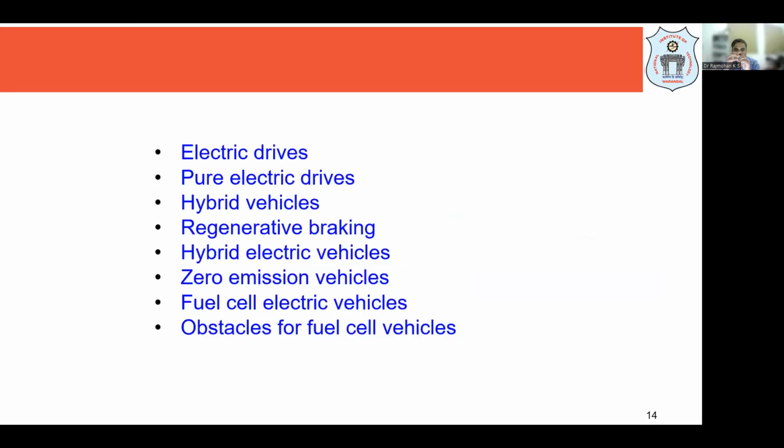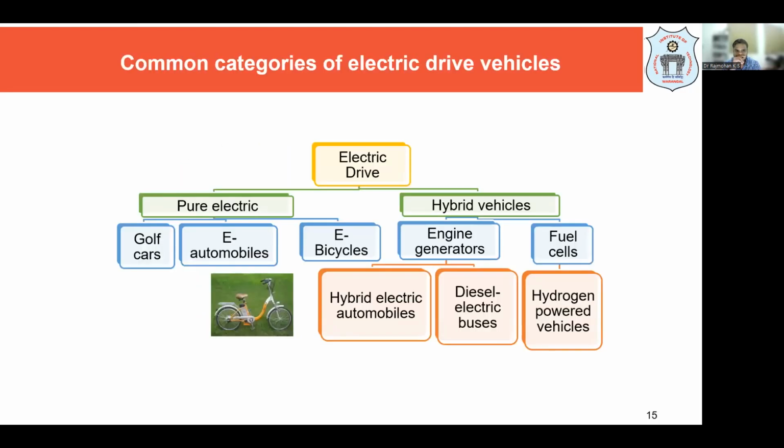So the topics are pure electric drives, hybrid vehicles, regenerative braking, hybrid electric vehicles, what a zero emission vehicle is, fuel cell electric vehicles, and what the obstacles are for fuel cell vehicles. We are going to discuss these topics in detail in this lecture. So what is the electric drive? Electric drive means it can be a pure electric drive or it can be hybrid vehicles.